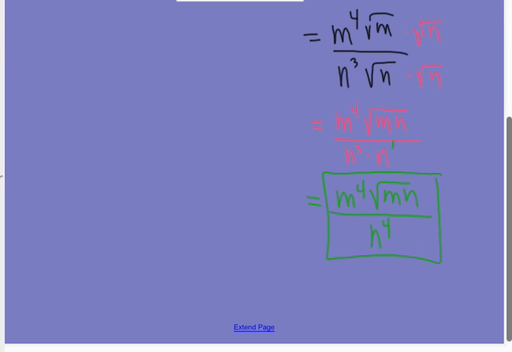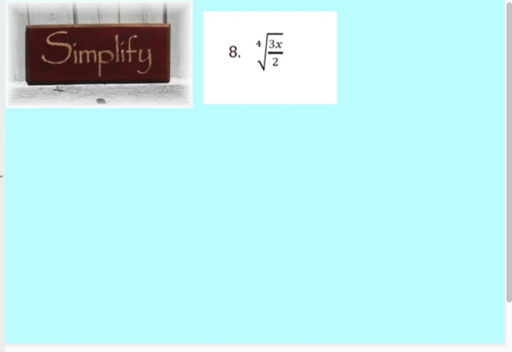Okay, if you're getting to that point where you need to do less steps than me, that is perfectly fine. You don't have to write down. I'm just trying to write down as many steps to help you out as possible.